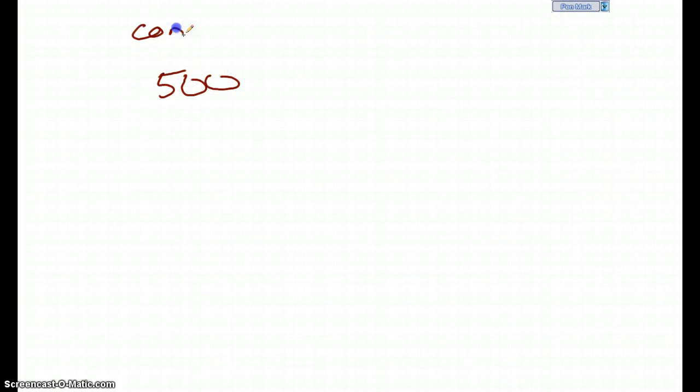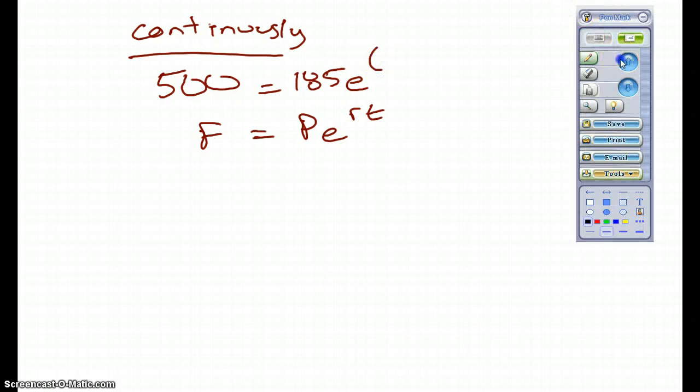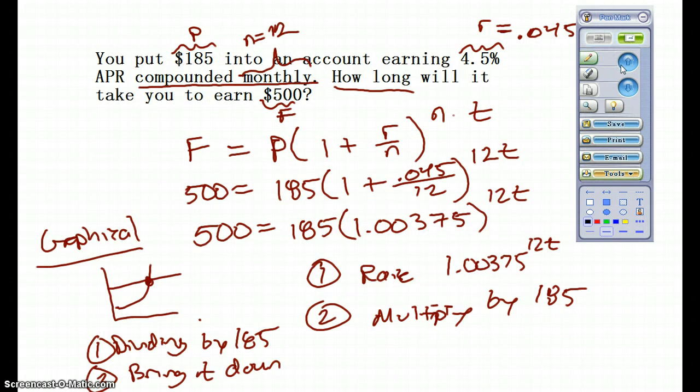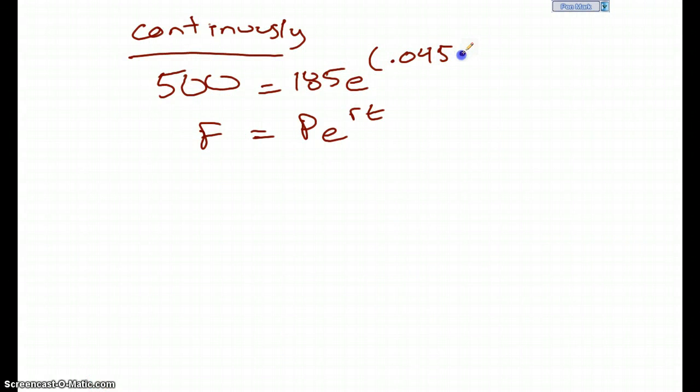Well, how would we do it if this were compound interest, or continuous? If it had said interest is compounded continuously? Well, we would have used our future value equals the present value times this constant e raised to the rt power. In this situation, my P is 185. Remember, e is a constant, so we don't ever plug anything in for that value. My exponent is the annual rate, which is 0.045. This is the only time that we don't have to divide it, times the number of years, which we don't know at this point. It's just 0.045t.